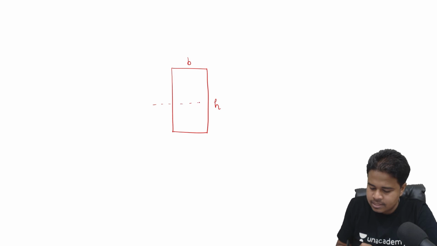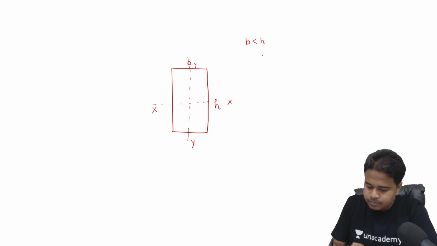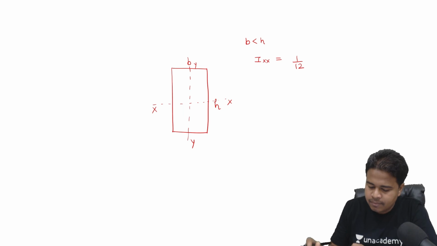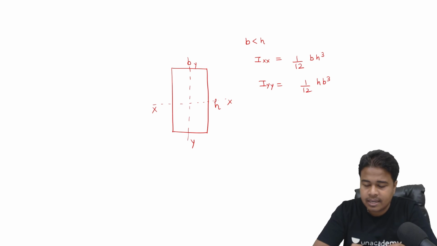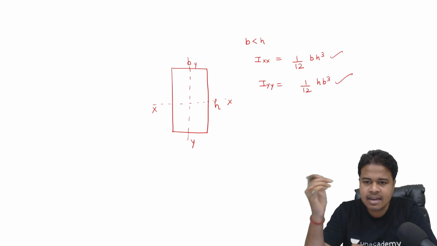So it will have two axes. One is XX, another one is YY. Let's say B is less than H, H is greater. So what is IXX? That is area moment of inertia about XX axis. It is nothing but 1 by 12 B H cube. Then what about IYY? It is nothing but 1 by 12 H B cube. Right. So we have two area moment of inertia, IXX and IYY.